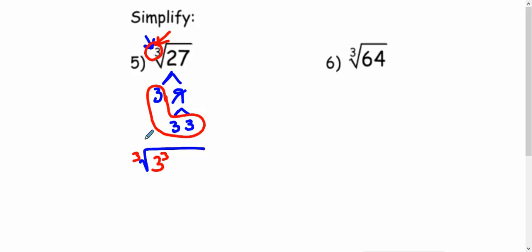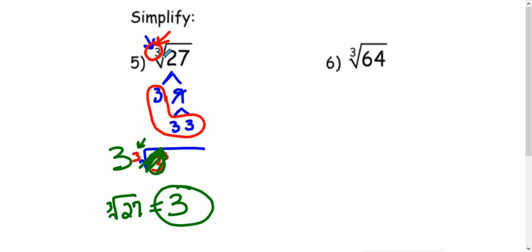So again, I'm looking for that exponent of 3, which I have here, so I can pull my base outside, and this cancels. I no longer need the radical, so the cube root of 27 is just 3. We call this a cube root or a third root because of that index being 3.